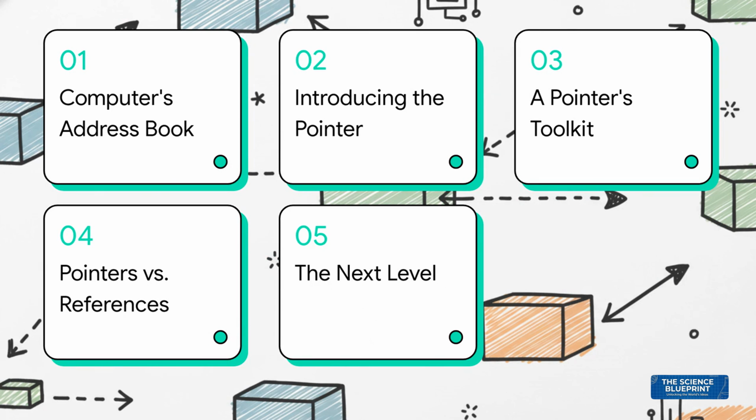So here's our game plan. We're going to start with a really simple analogy for computer memory, kind of like building a map. Then we'll officially meet the pointer and check out its special toolkit. After that, we'll put it head-to-head with its close cousin, the reference, to see what makes it unique. And finally, we'll get a little wild and peek at just how deep this rabbit hole goes.